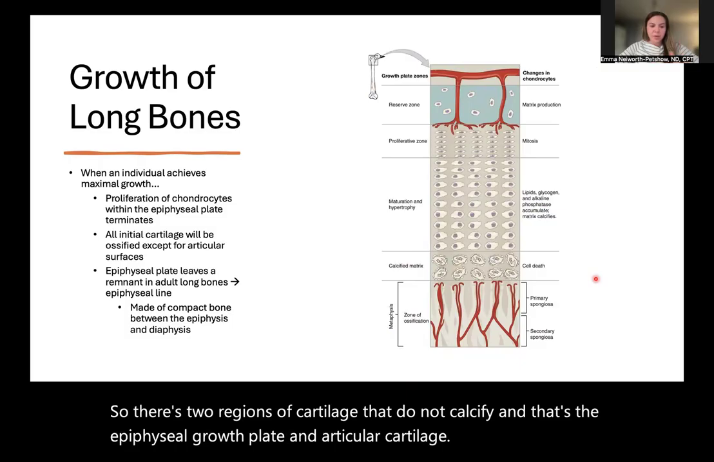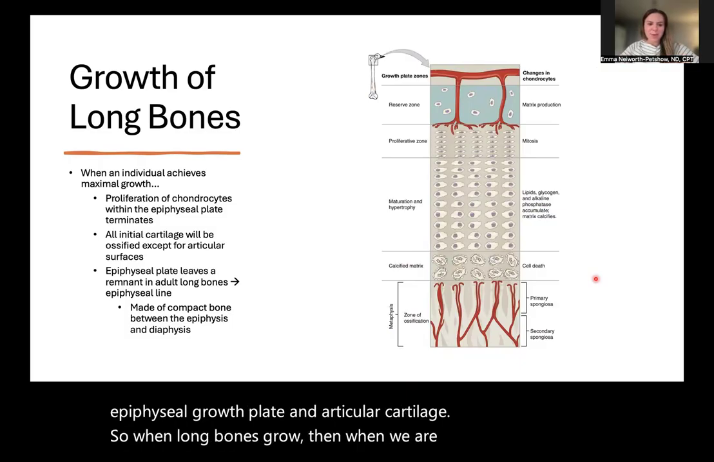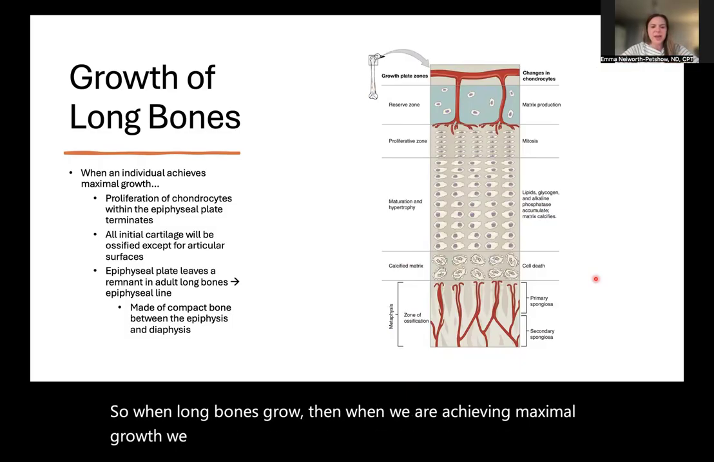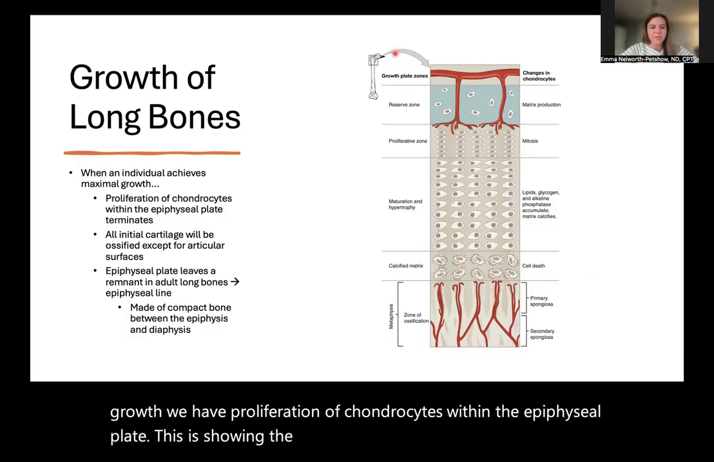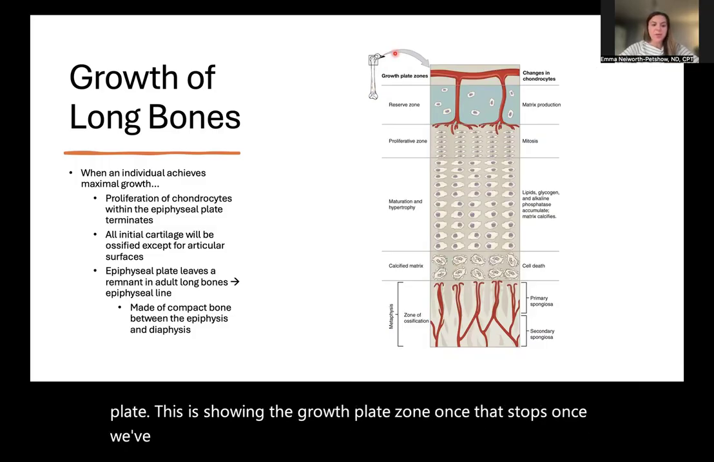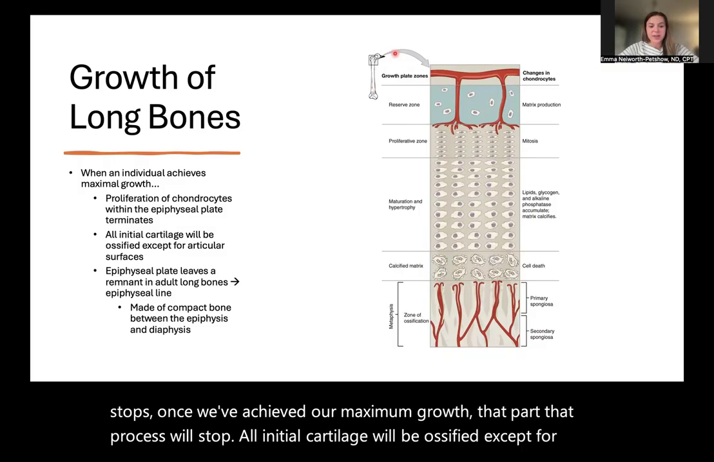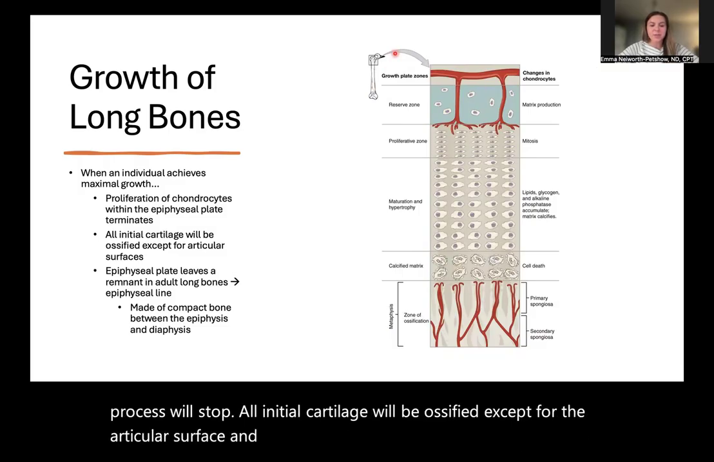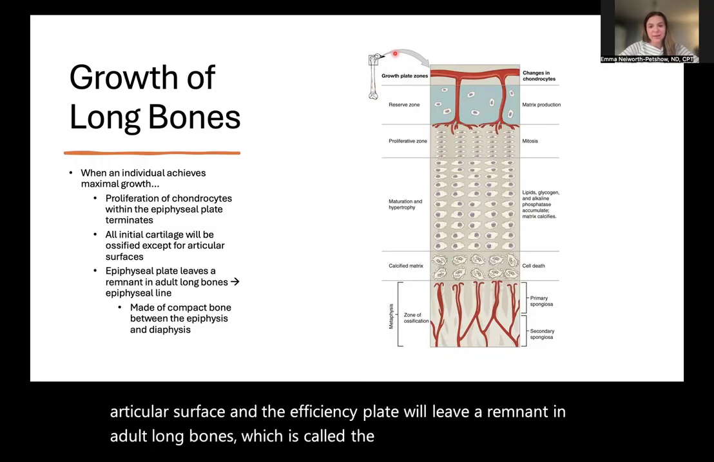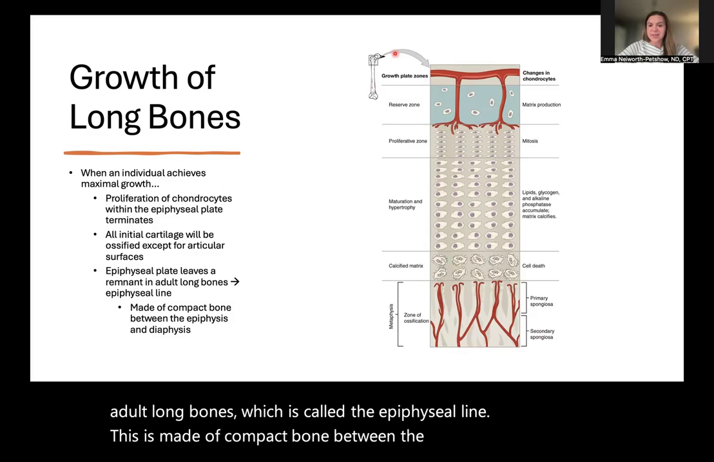So when long bones grow, when we are achieving maximal growth, we have proliferation of chondrocytes within the epiphyseal plate. This is showing the growth plate zone. Once we've achieved our maximum growth, that process will stop. All initial cartilage will be ossified except for the articular surface, and the epiphyseal plate will leave a remnant in adult long bones, which is called the epiphyseal line. This is made of compact bone between the epiphysis and the diaphysis.